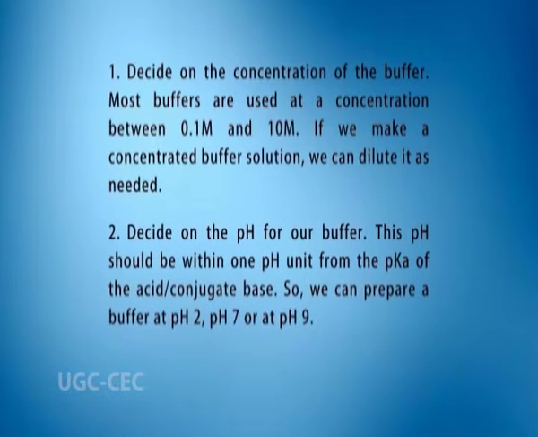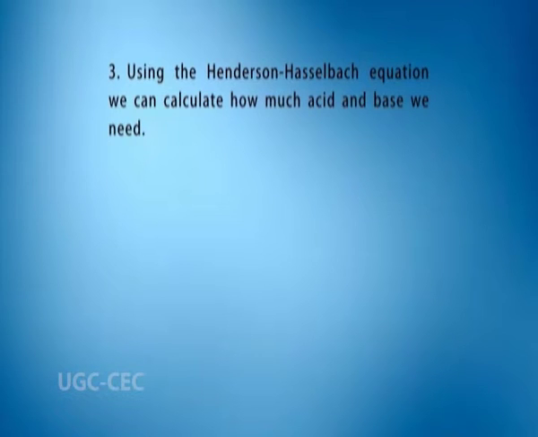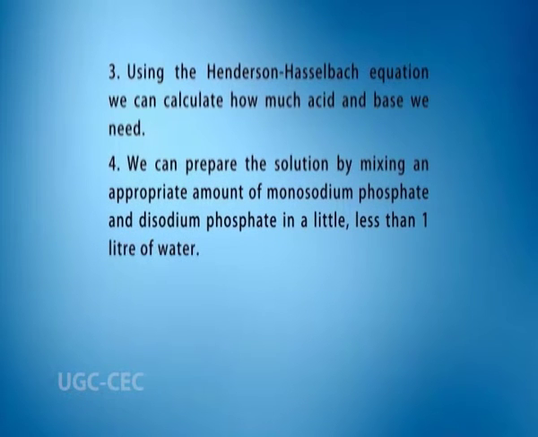Second, decide on the pH of our buffer. This pH should be within 1 pH unit from the pKa of the acid conjugate base. So, we can prepare a buffer at pH 2, pH 7 or at pH 9. Third, using the Henderson-Hasselbalch equation, we can calculate how much acid and base we need. Fourth, we can prepare the solution by mixing an appropriate amount of monosodium phosphate and disodium phosphate in a little less than 1 liter of water.